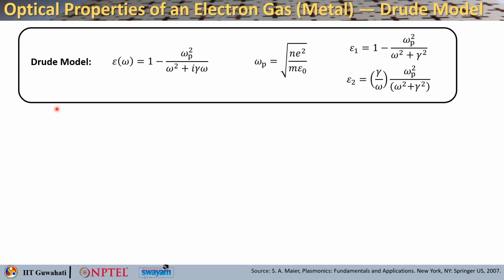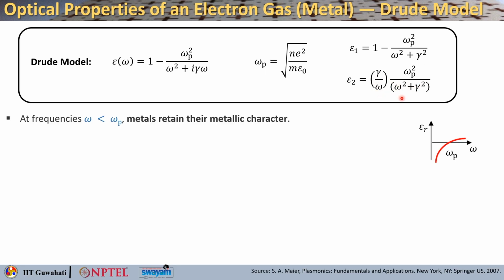This is what we have seen earlier, that in the Drude model the permittivity can be described as epsilon of omega, which is 1 minus omega p square by omega square plus i gamma omega. Omega p is basically the plasma frequency, which is given as square root of n e square by m epsilon naught. In this model, if you separate out the real and the imaginary part, you will get epsilon 1 and epsilon 2. Epsilon 1 is 1 minus omega p square divided by omega square plus gamma square, whereas epsilon 2 is gamma by omega times omega p square divided by omega square plus gamma square.